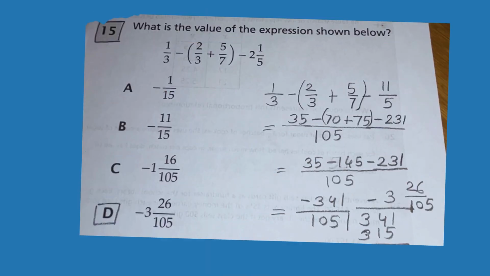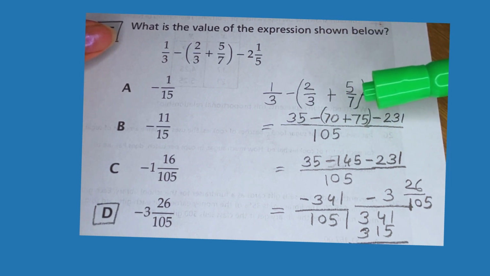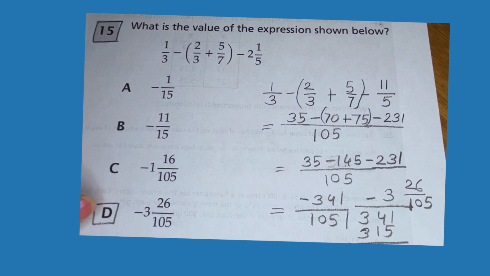Question number 15. What is the value of the expression shown below? So this is a fraction, guys. You need to first do the bracket one, you need to add together and find the LCM, then you subtract and divide. So our answer will be D is the correct answer.